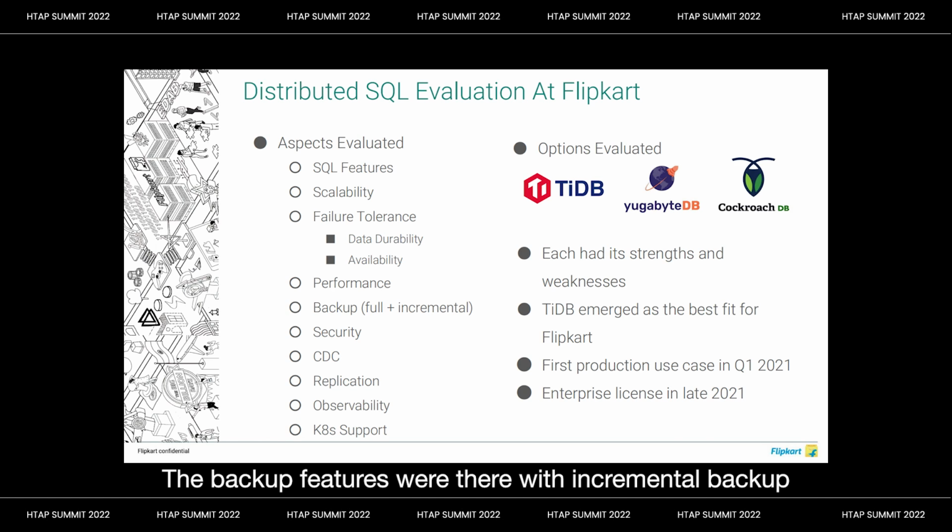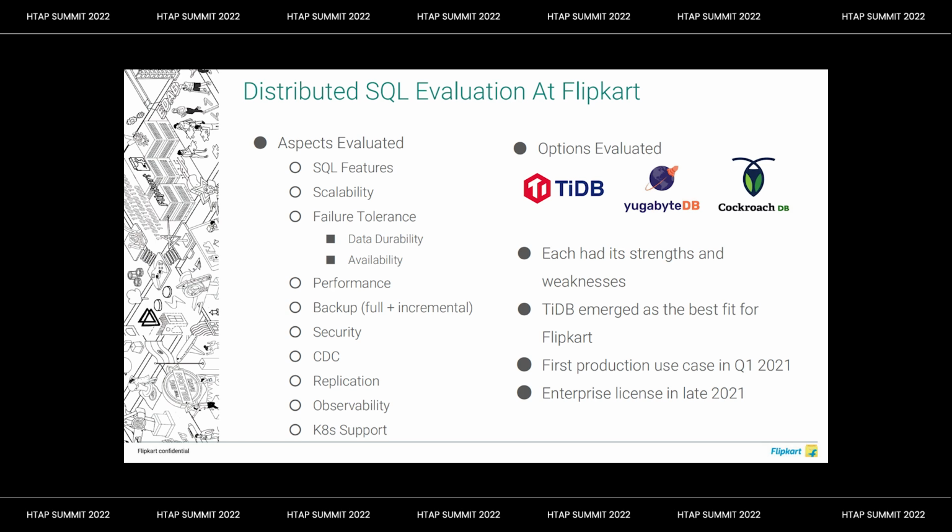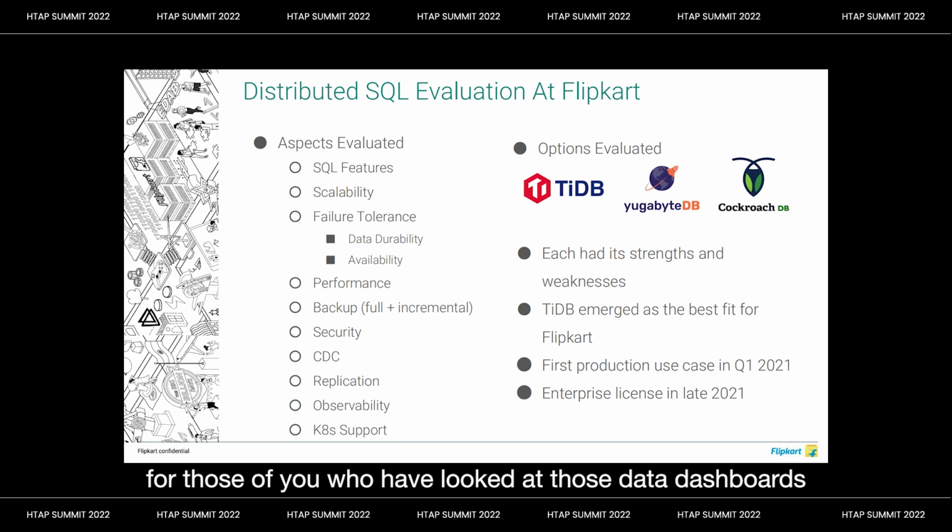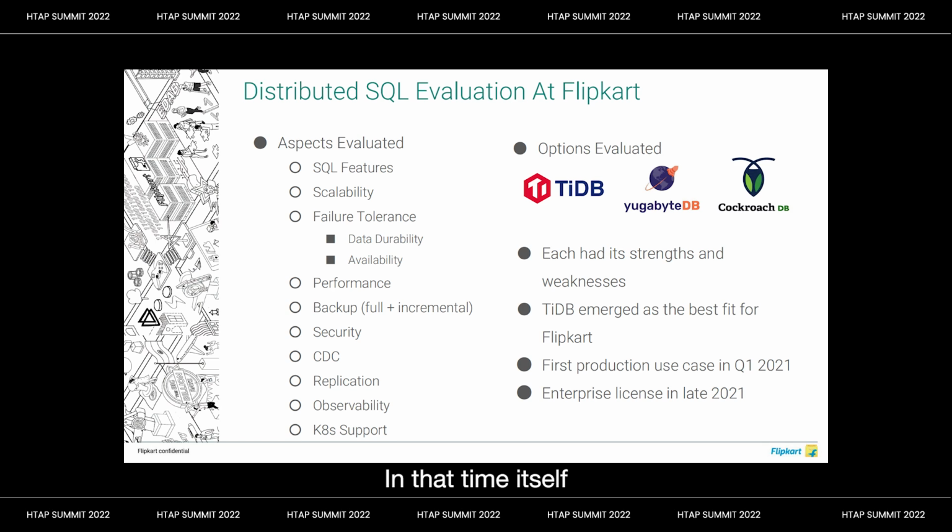The backup features were there with incremental backup. It already had the security features in place. TiDB has great observability. For those of you who have looked at the Grafana dashboards, you would know they're pretty rich. And in that time itself, TiDB had a mature, already GA K8s operator, which was a great fit for us. So based on all of this, we decided to go ahead with TiDB. This was in late 2020 that we did this evaluation.